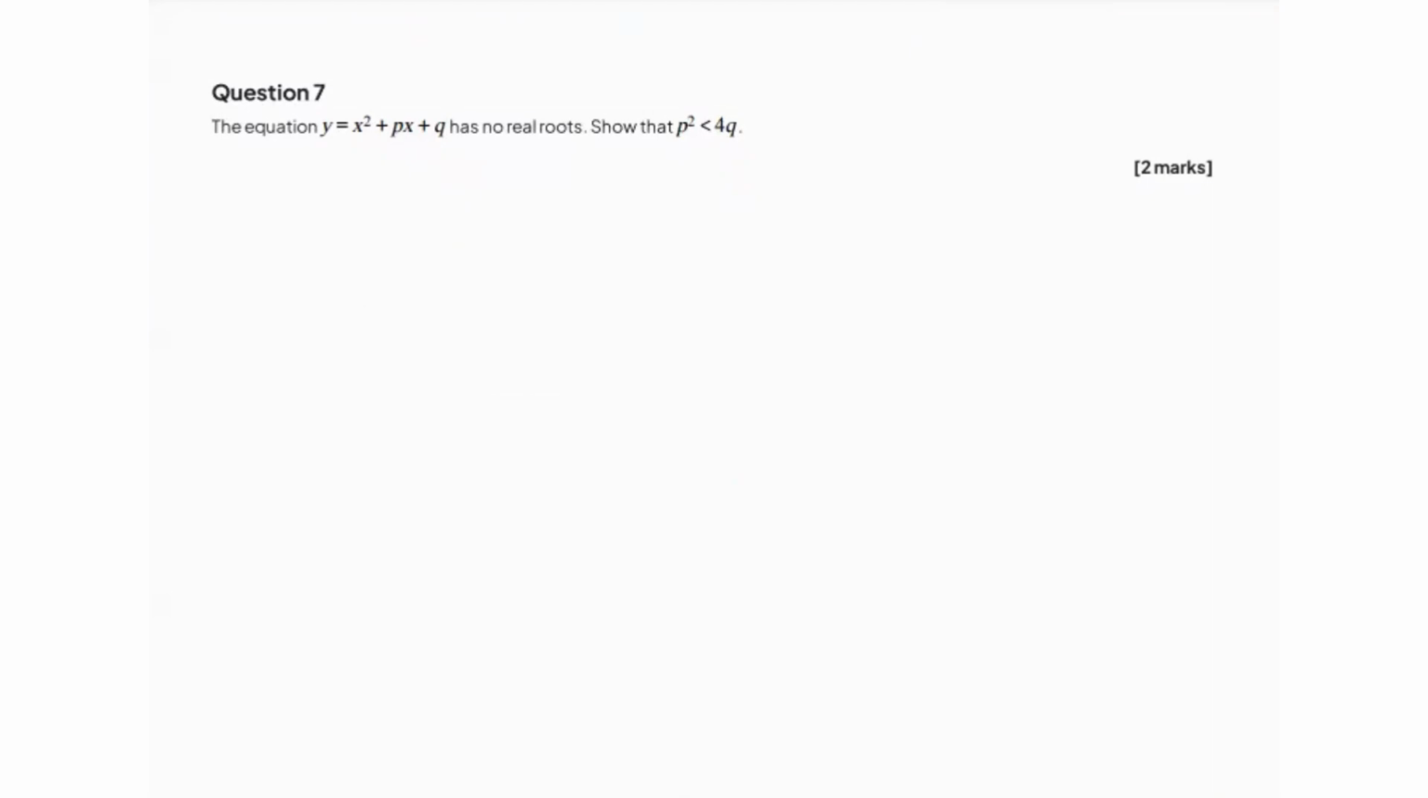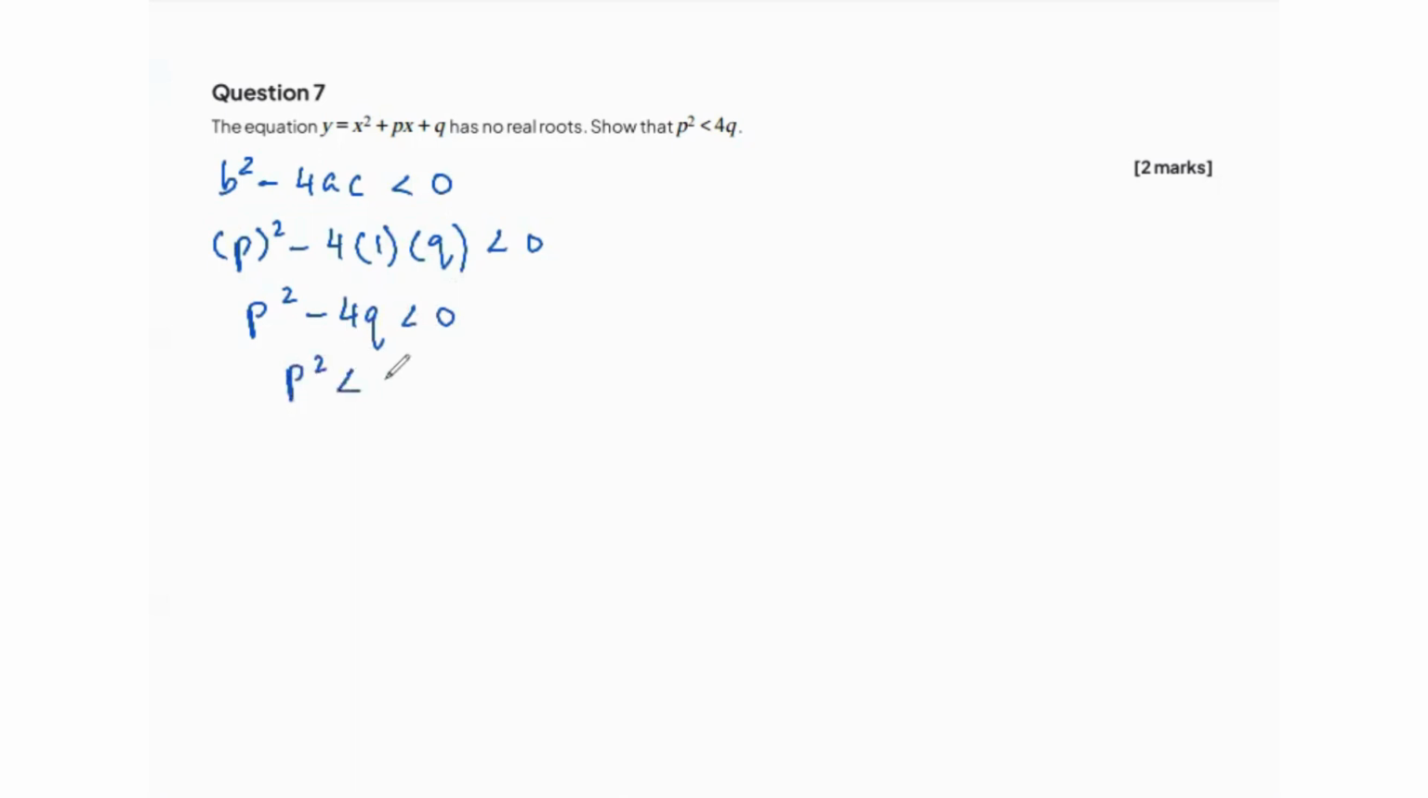The equation y equals x squared plus px plus q has no real roots. Show that p squared is less than 4q. Since it has no real roots, that means b squared minus 4ac is going to be less than 0. b is p, so p squared minus 4. a is 1, and c is q. p squared minus 4q. Take the 4q to the other side, and you have your answer.